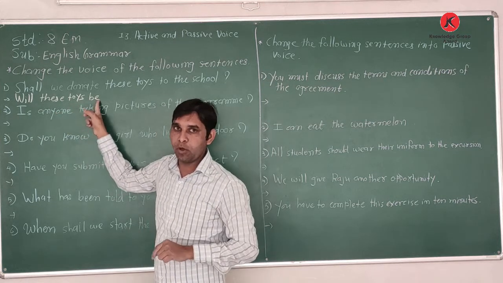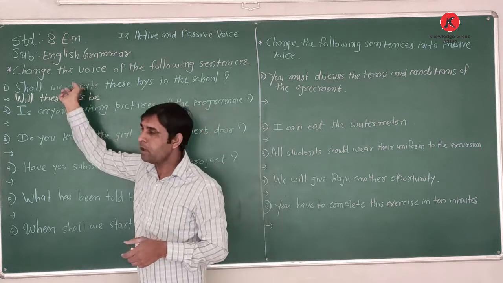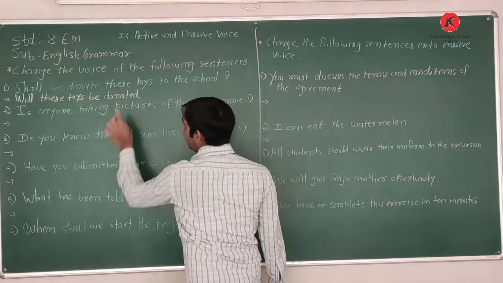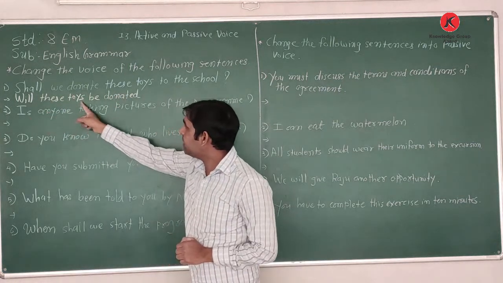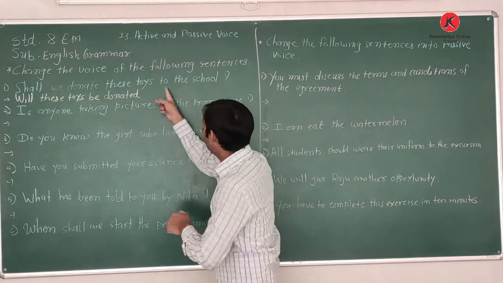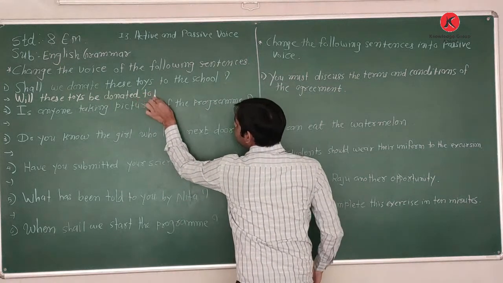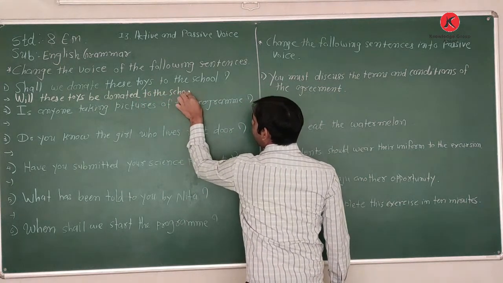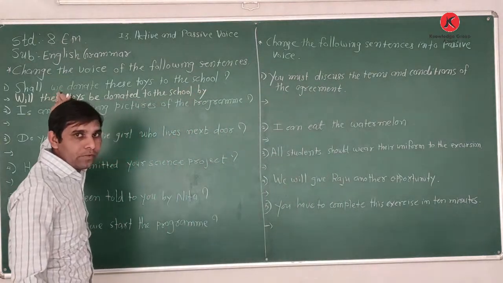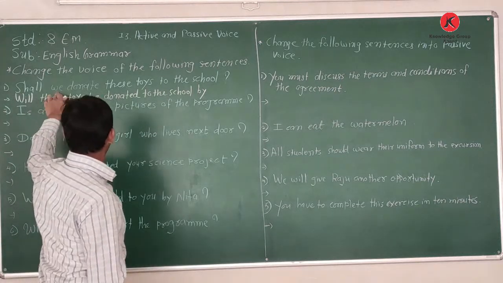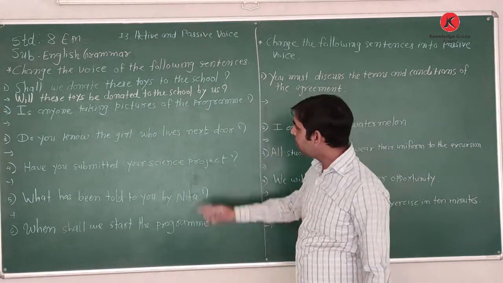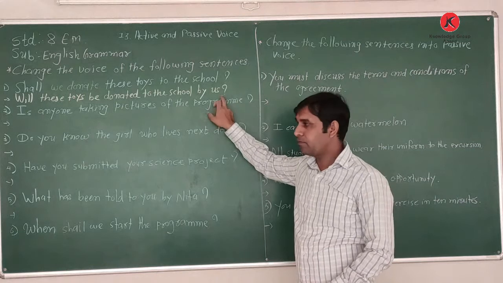What is the verb here? Donate is the verb, so we write the past participle of the verb: donated. So, will these toys be donated to the school? Then by, and since the pronoun we is given, we write the subject of the doer: by us, then question mark. So this is the interrogative passive form.